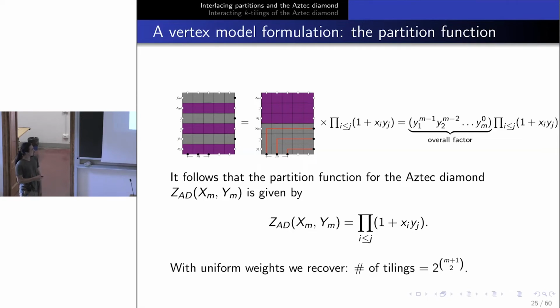And we get that the partition function for the Aztec diamond is given by this nice product formula, where each of these terms came from one of our row swaps going from here to here. And in particular, if we set x and y to 1, we get that the total number of tilings is 2 to the m plus 1 choose 2 for the rank m Aztec diamond.